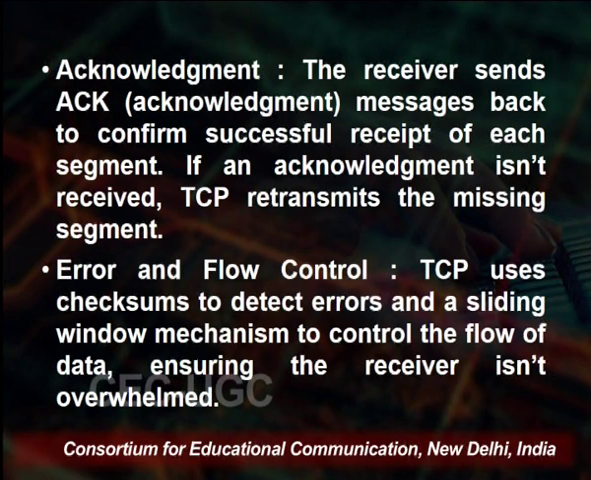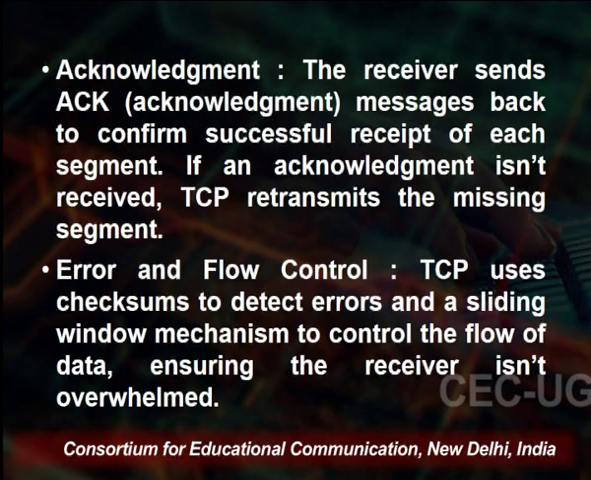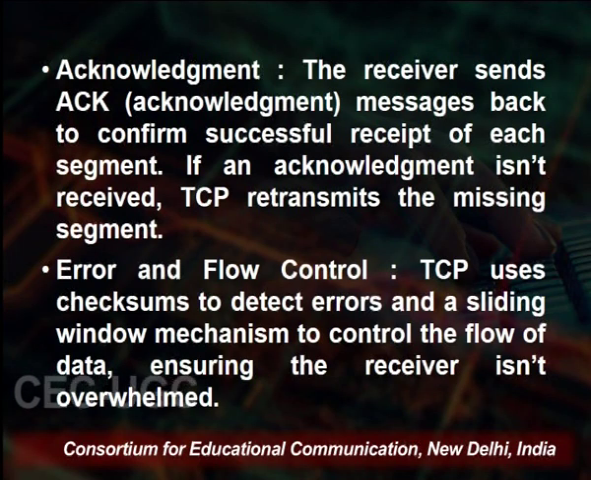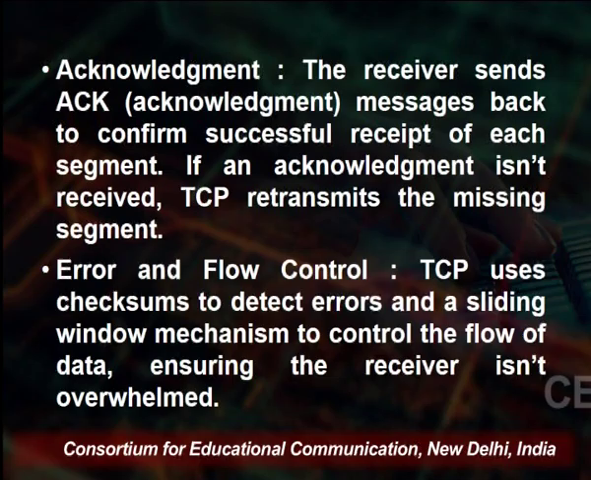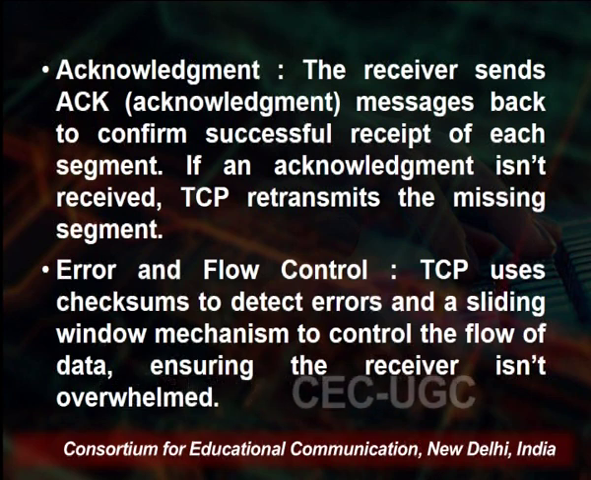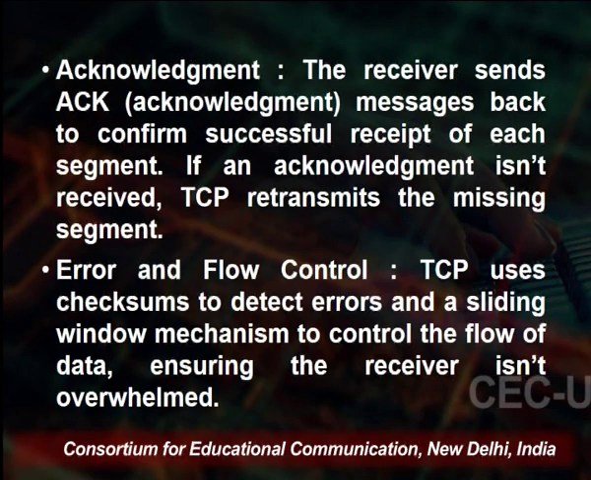If any of the acknowledgements is not received, TCP retransmits the missing segment. Also, TCP uses a checksum to detect errors and a sliding window mechanism to control the flow of data. This sliding window mechanism, or flow control, ensures that a slow receiver is not swamped by a fast sender.